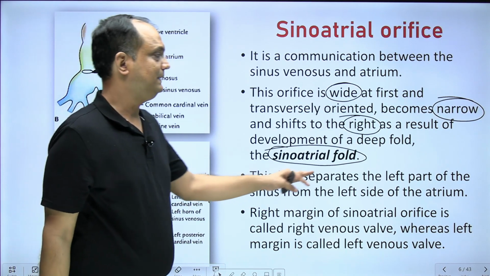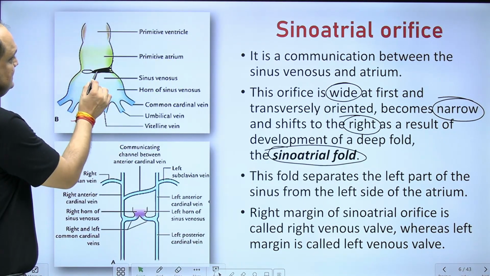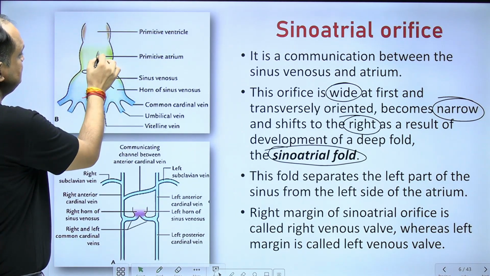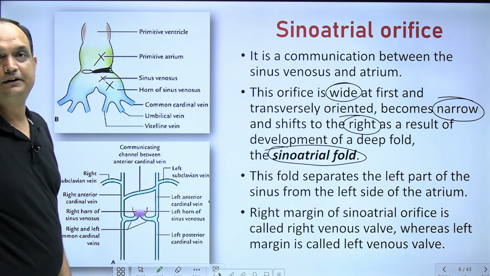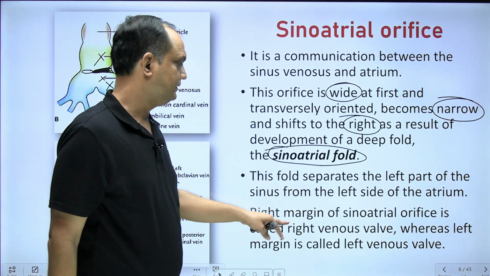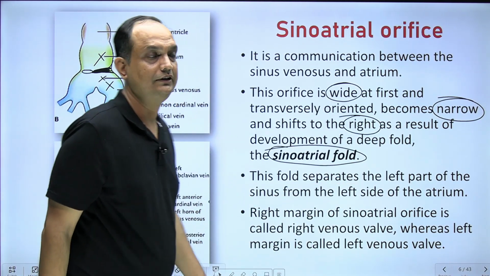Now this fold separates the left part of the sinus from the left side of the atrium. Now here you can see that once the fold forms, this left horn is now separated from the primitive atria. Clear? The right margin of the sinoatrial orifice is called the right venous wall, while the left margin is called the left venous wall. What does it mean?